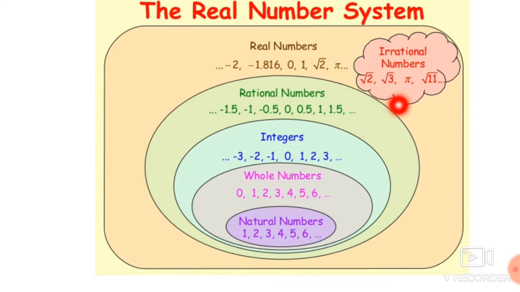Then the set of irrational numbers. This set contains such numbers which cannot be written in fraction form, or we can say non-terminating decimal numbers or radical numbers. These all are included in the set of irrational numbers. If we make a set of all these numbers, then that set is called the set of real numbers. The set of real numbers includes every number, all the integers, negative, positive numbers, rational and irrational numbers. If we combine all these numbers, we will get the set of real numbers.